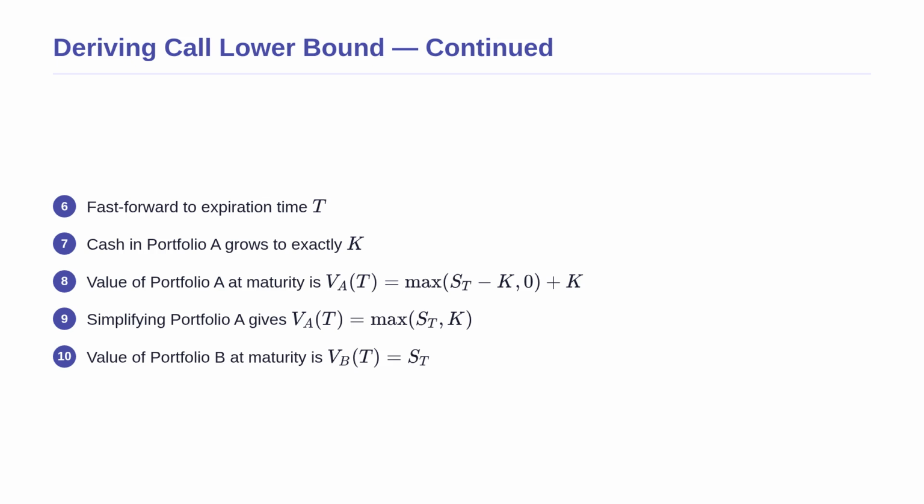If we add the cash K to both parts of this maximum function, the total value of portfolio A simplifies beautifully to the maximum of either the final stock price ST or the cash K. Meanwhile, portfolio B is just the stock, so its value at maturity is simply the final stock price ST. We are now ready to compare the two portfolios at the end of the time period.